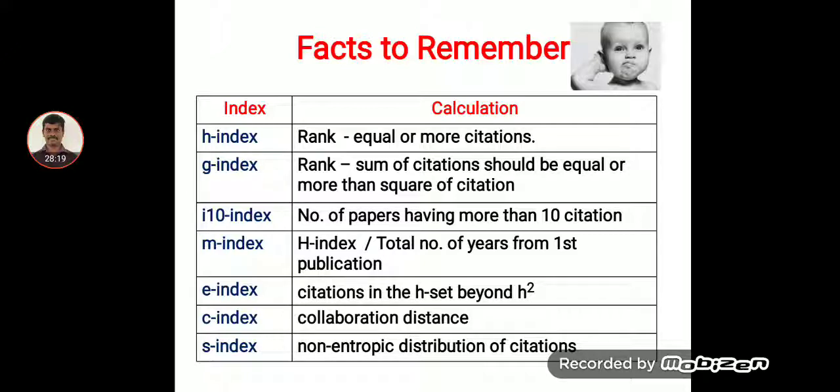E index is the citation in the H set beyond H square. C index is an index pertaining to the collaboration distance of the collaborators of the author, the cited and the citing researcher. S index is a non-entropic distribution of citations. So these are the important facts which you have to remember for indices.